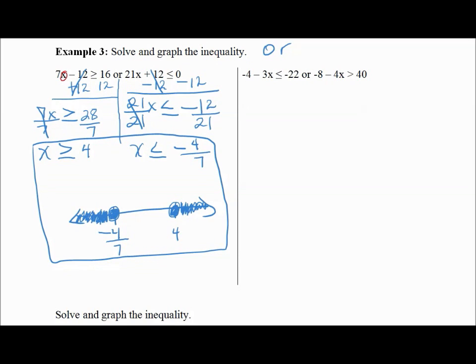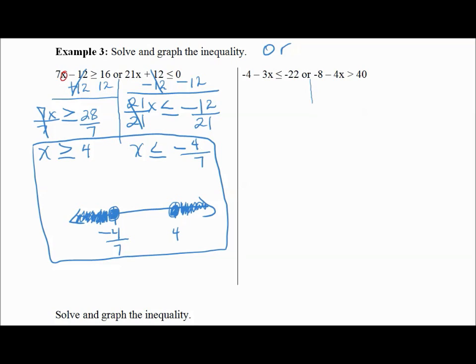Okay, for our next inequality, we have negative 4 minus 3x less than or equal to negative 22, or negative 8 minus 4x greater than 40. So we just have to solve both. Just do them one at a time.